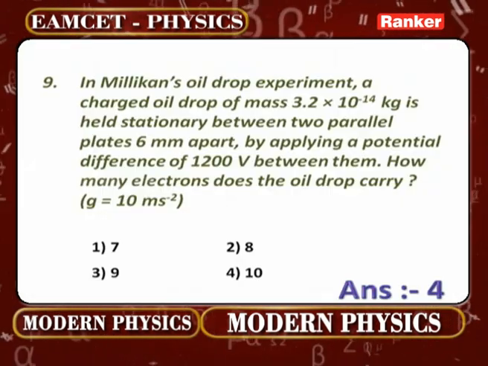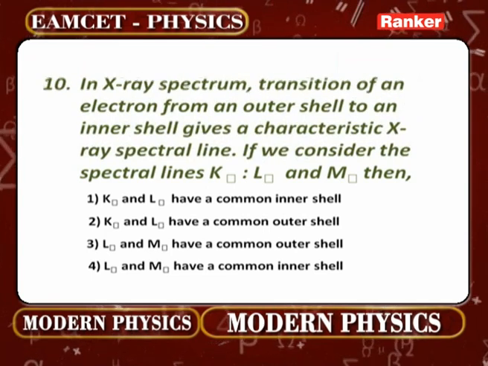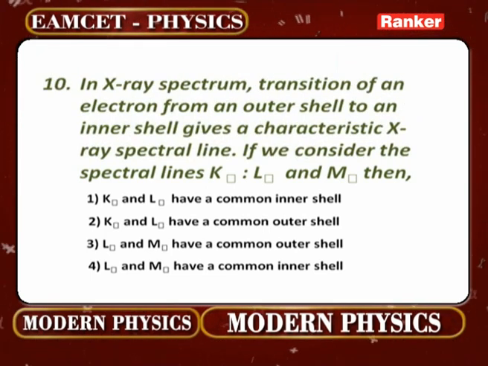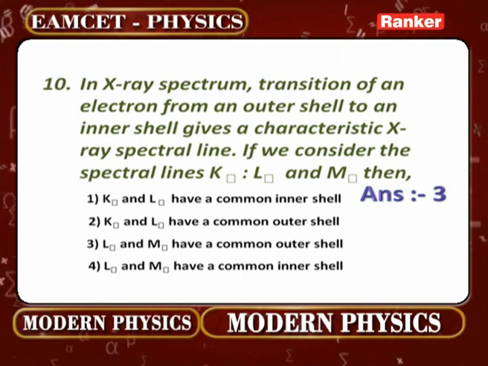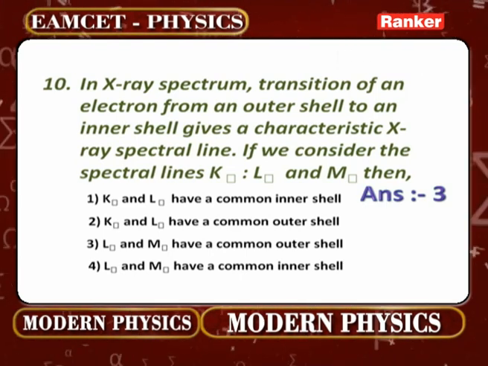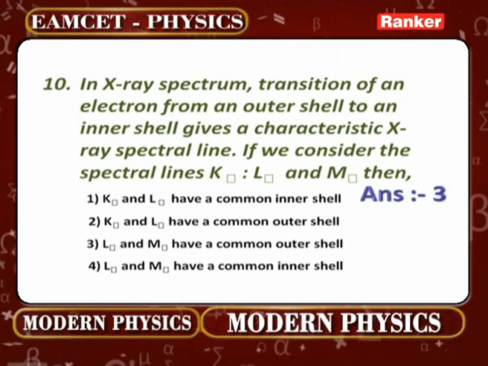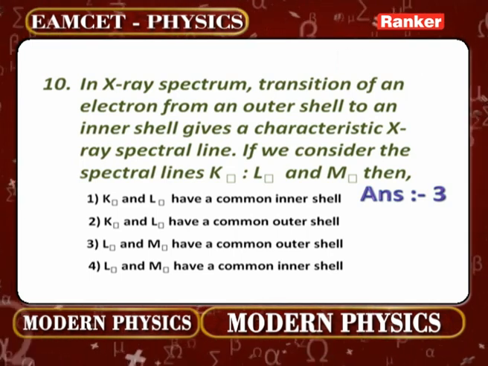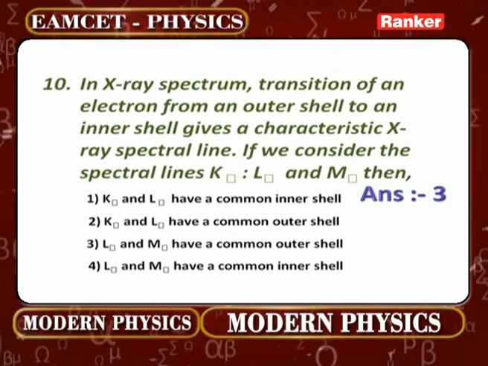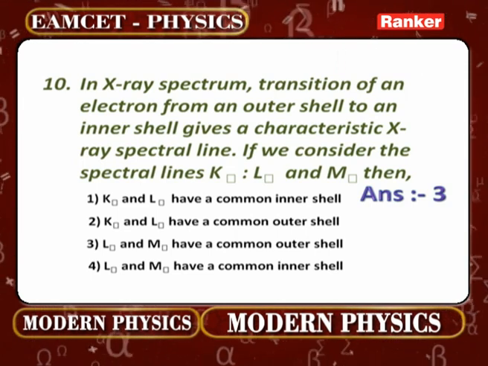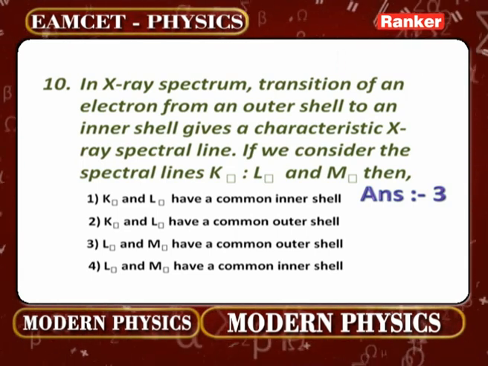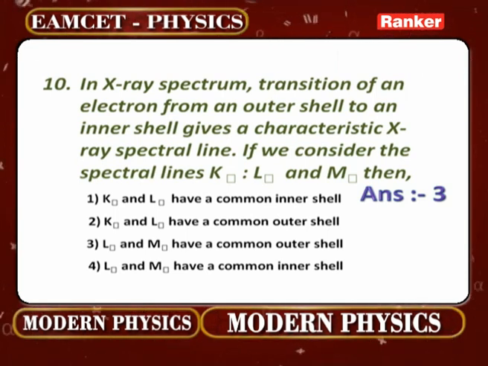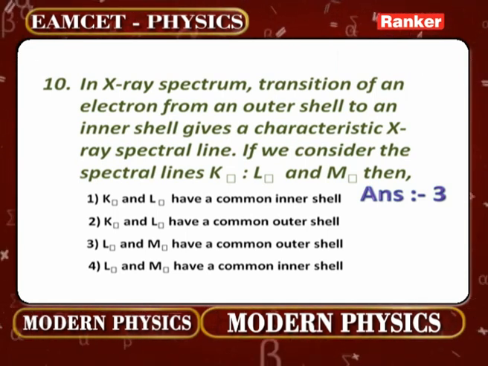Look at the next one, that is problem number 10 please. In the X-ray spectrum, transition of an electron from an outer shell to an inner shell gives a characteristic X-ray spectral line. If I consider the spectral lines K beta, L beta and M alpha, then what is the common feature there?